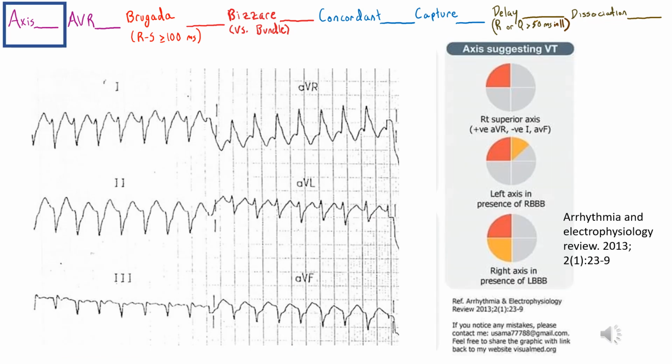Now for the rules. We'll start with axis. Extreme axis deviation is relatively specific for VTach, with the only issue being some people have this at baseline. Find an old EKG if you can. It's also good to keep in mind that a flipped axis in the setting of a bundle branch block suggests VTach. If you see a left bundle with a right axis deviation, or a right bundle with a left axis deviation, also suspect VTach.